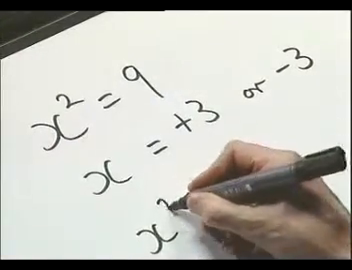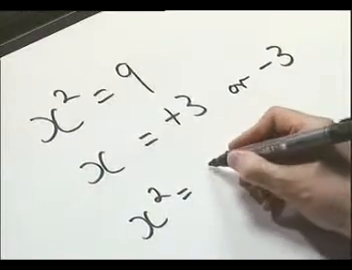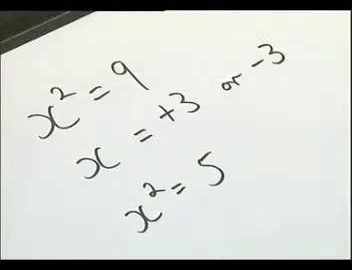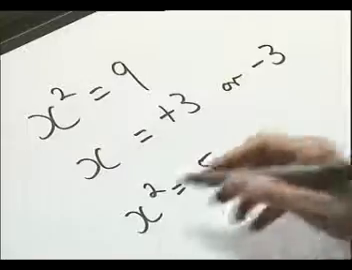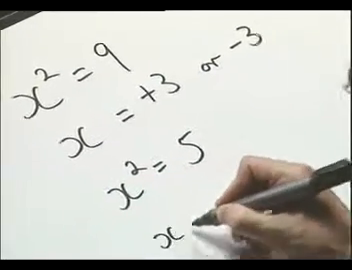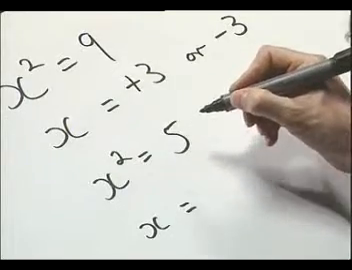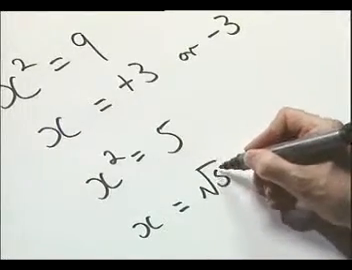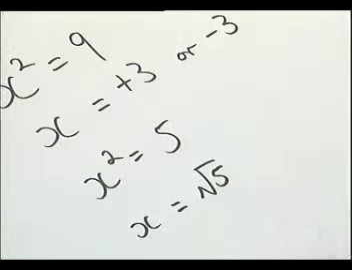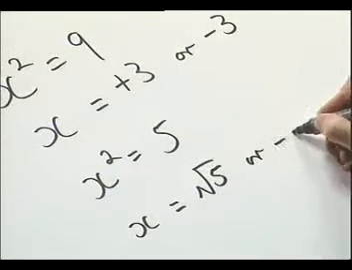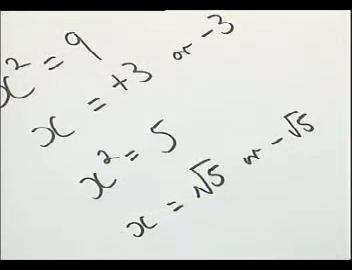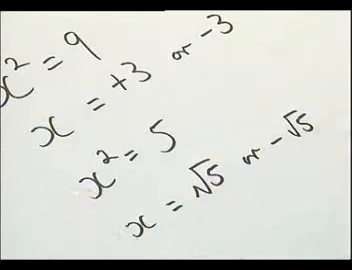What if we got x squared is equal to 5? Do the same again. So we take the square root of each side, x equals, now 5 is not a square number. It does not have an exact square root. But nevertheless, we can write it as root 5, that is exact, or minus root 5. So far, so good. The same process is working each time.